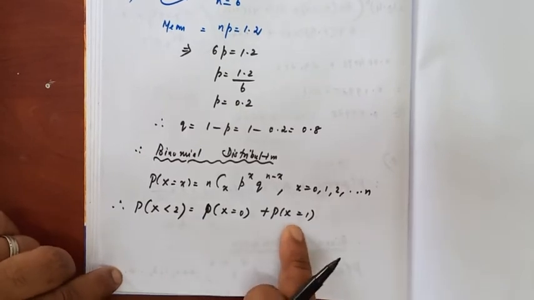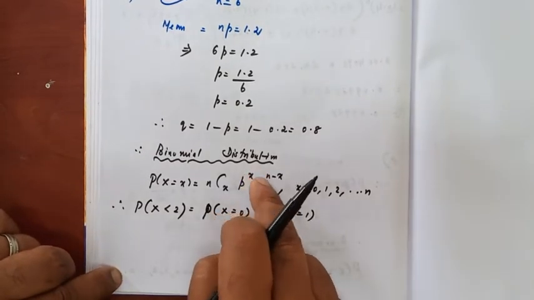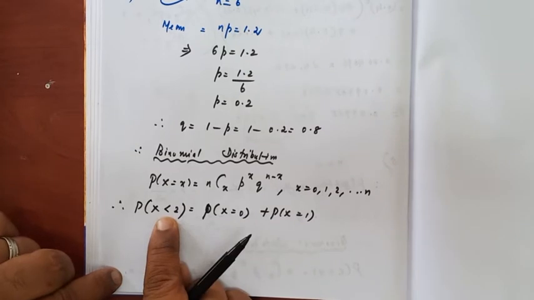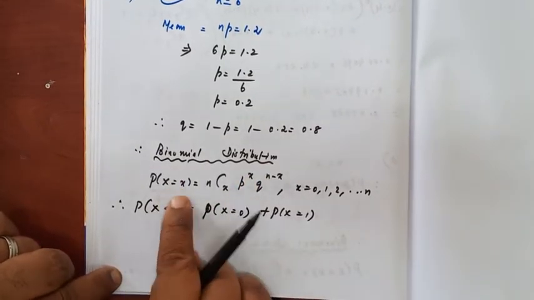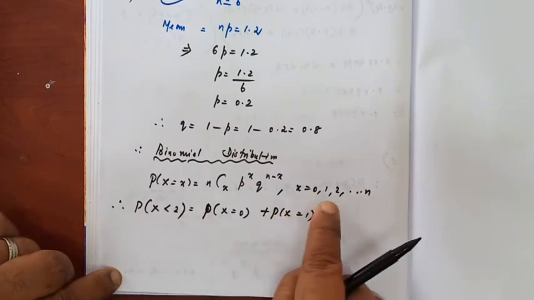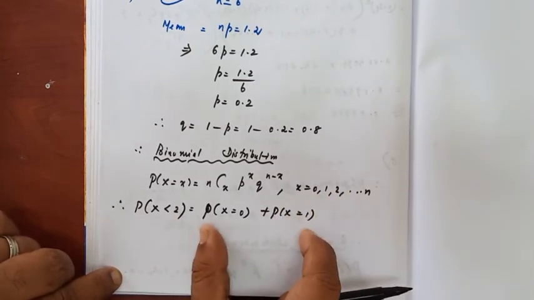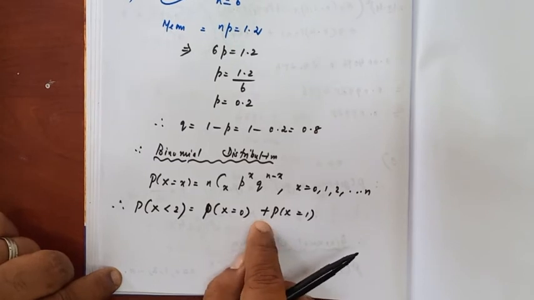The equal sign must be there, then only you can apply in the formula. What symbol do we have? Less than symbol. No chance of applying in that formula directly. The equal sign must be there. So that less than 2, what are the numbers? 0 and 1. Both should be calculated and should be added.